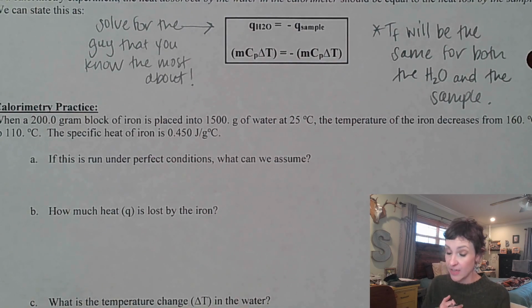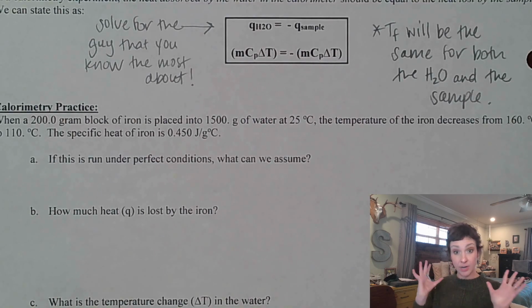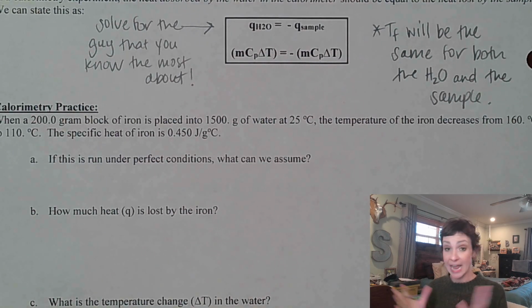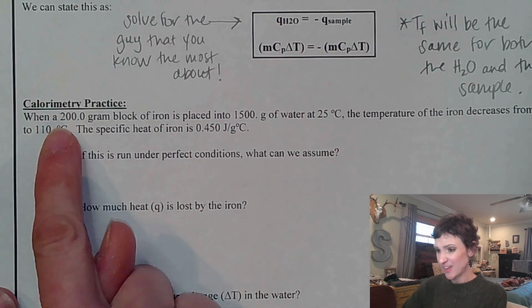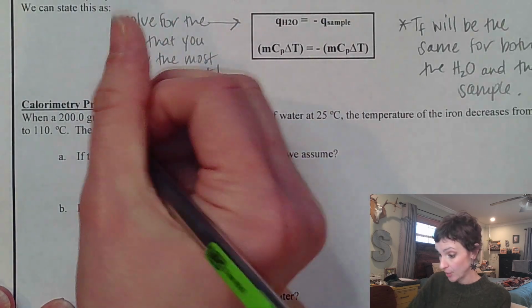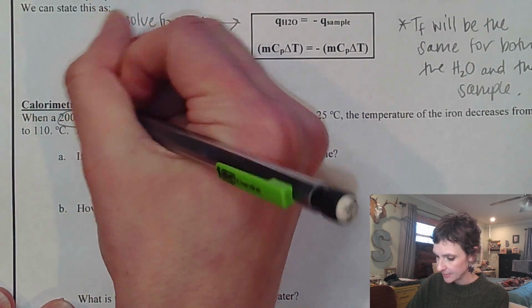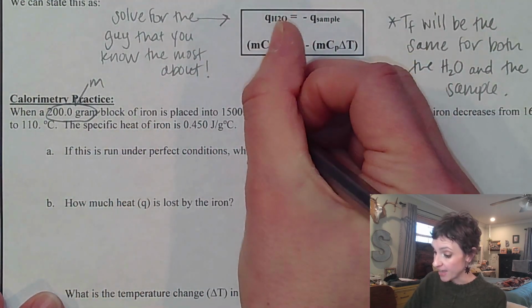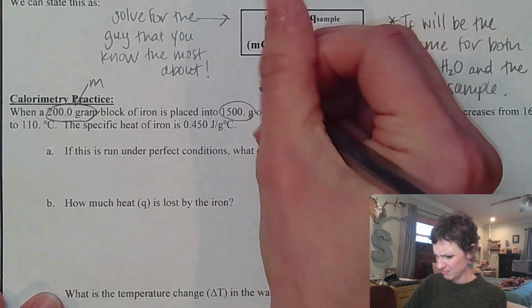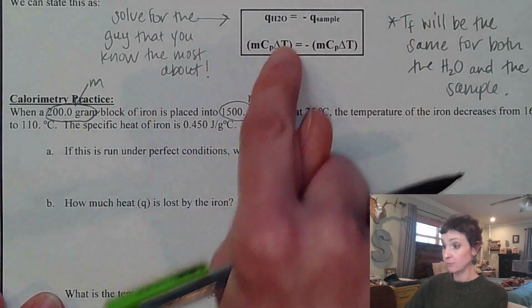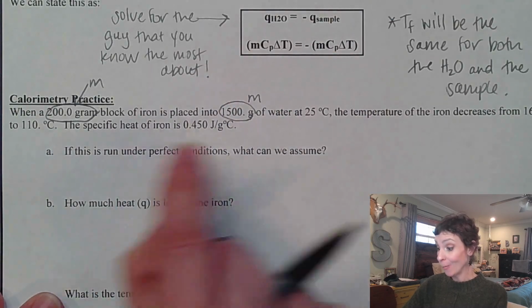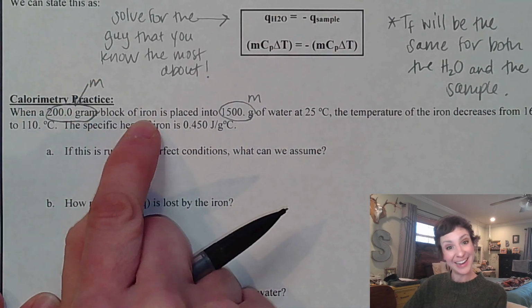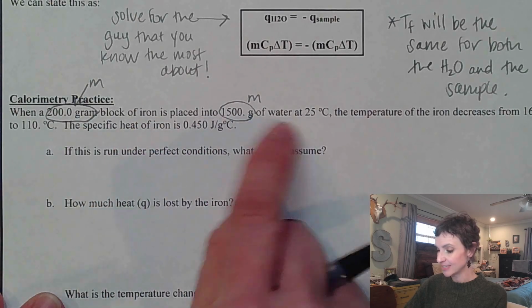The specific heat of the iron... Oh boy, it's fine. We're going to look at these numbers. We're going to look at the units and identify if they are m, T, Cp, whatever. So my first value here is 200 gram. Gram, y'all, that is a mass. Block of iron is placed into 1,500 grams. Uh-oh, that's another mass. Y'all, we got two guys happening in here. One represents the mass of iron, and this represents the mass of the water.